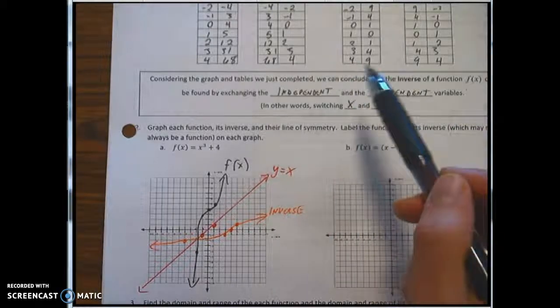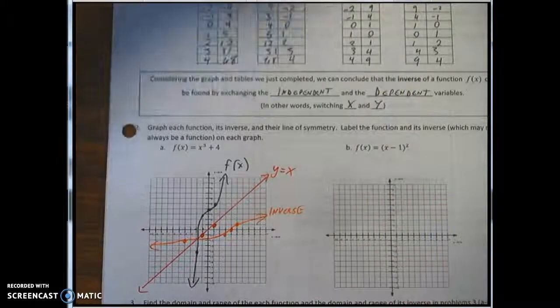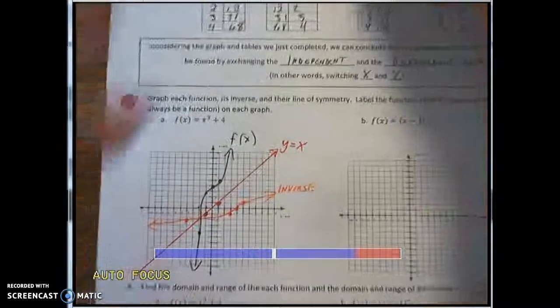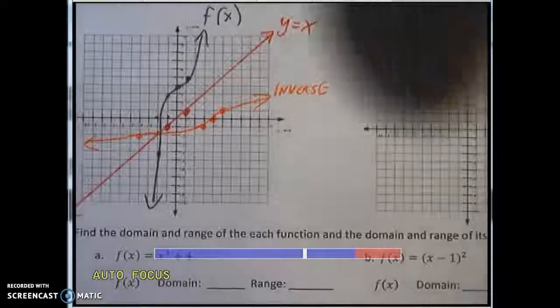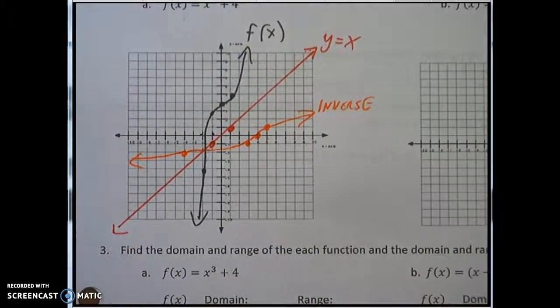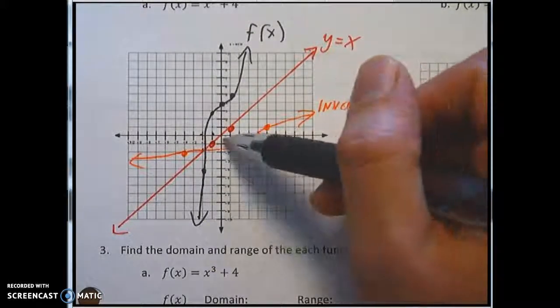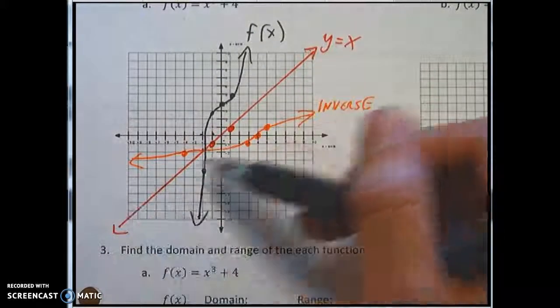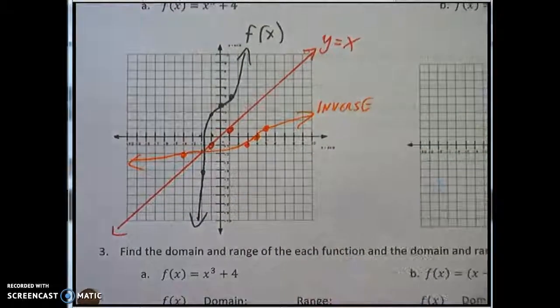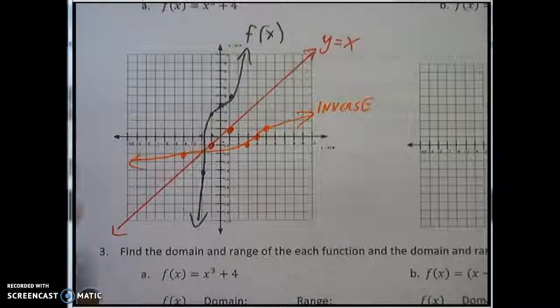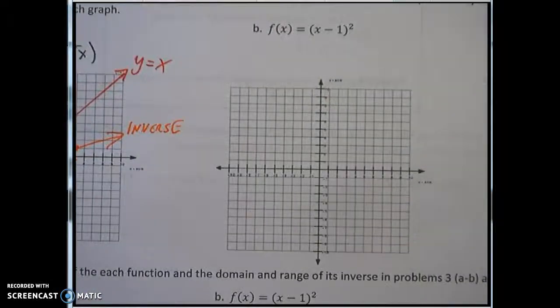So the first one is to find the inverse, flip the x and the y. And once you found that table of values, you can tell that they're inverses if they are reflections across the line y equals x. If it doesn't look like a reflection across the line y equals x, they're probably not inverses. Alright, so let's go ahead and graph this one now.